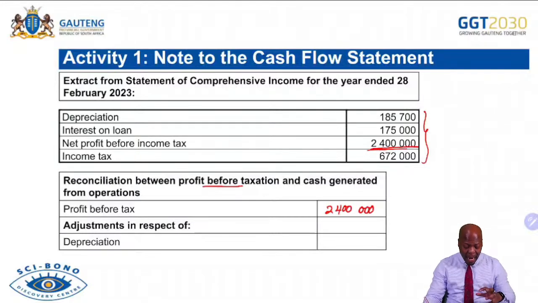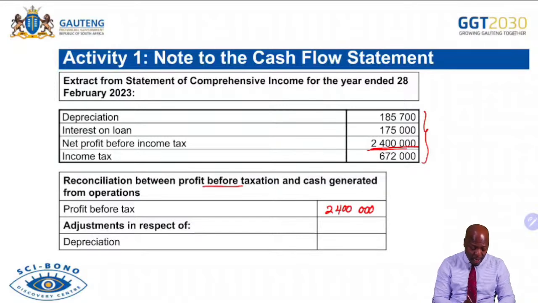So what I've done now, I have written down the profit before tax. That means in the exam, if the examiner gives you the net profit after tax, you have to add the income tax back so that you get your net profit before tax. But then again, the examiner can give you the income tax and then they give you the percentage and the income tax amount. You must still calculate going back to the profit before tax, which in most cases is always 100%. All right. And then after the profit before tax, I'll come to adjustments in respect of.